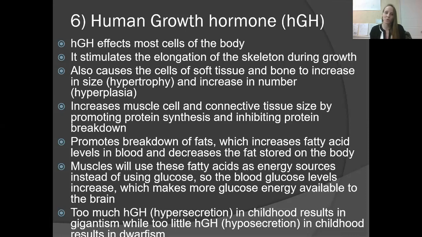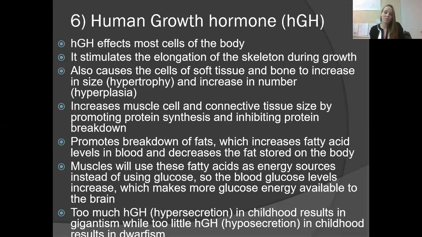It's also not tropic. It causes the skeleton to elongate during growth. It causes the cells of soft tissue and bone to increase in size and number, so you get more cells and the cells are bigger. It also causes more muscle cells and connective tissues to grow. It promotes protein synthesis, so your body's making more proteins that can then be used for muscle building, for instance. It also inhibits the breakdown of protein.